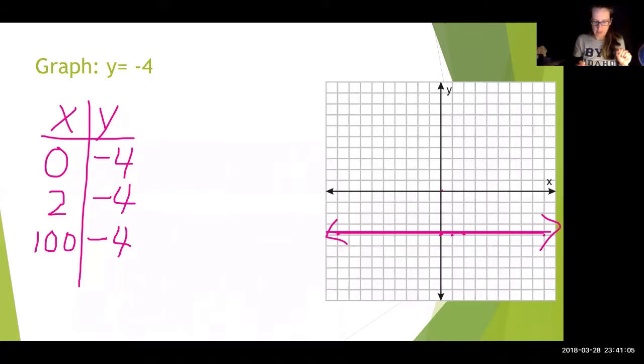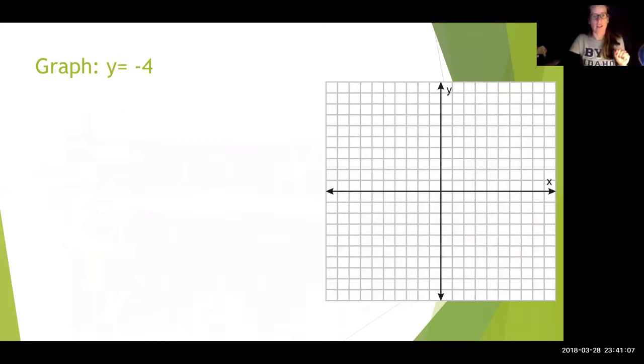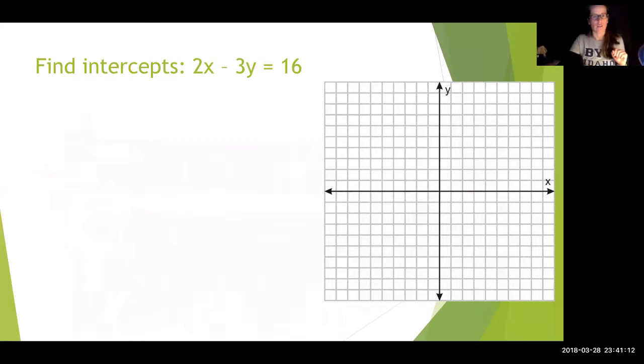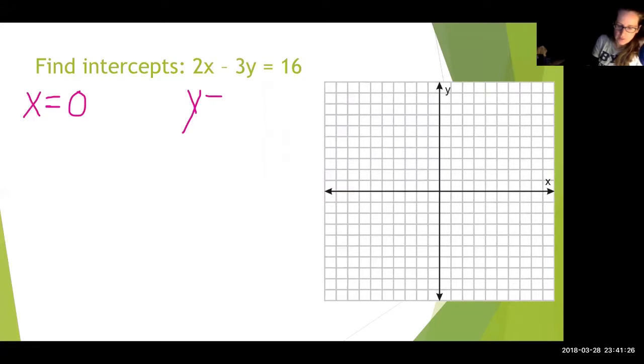All right, let's go on to the next one. That one's a pretty easy one to graph, so don't panic when you see y is equal to -4. Just remember what you've learned. All right, find the intercepts. Now the intercepts, this is where this line crosses the x-axis and the y-axis. When it crosses the x-axis, y is going to be equal to 0. And when it crosses the y-axis, x is going to be equal to 0.